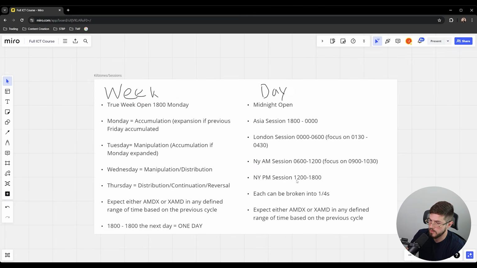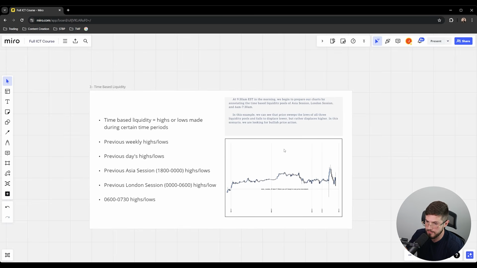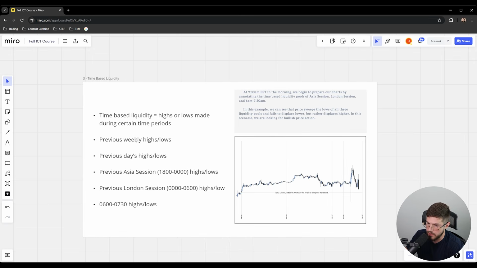Very important. Now, the session highs and lows are just going to be the highs and lows made during these times. So let's say you're coming into the market and you take out either the previous week's high or low, or the previous day's high or low, or the previous session, or the previous quarter of a session. If you're taking out any of these, those are high probability areas of reversal. So time-based liquidity, when you're trying to trade reversals, is really all you should pay attention to.